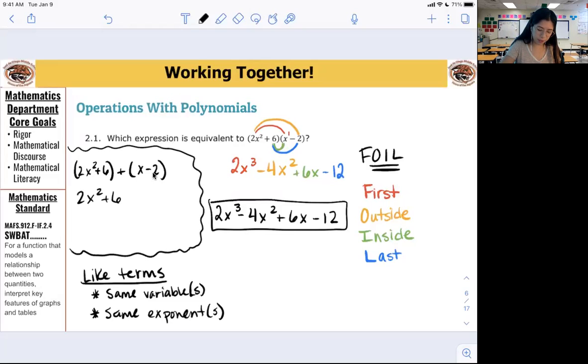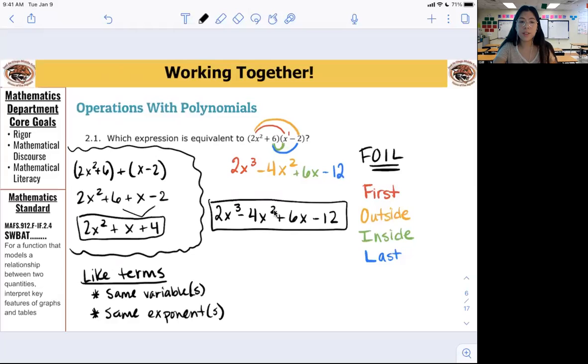Here, let's just do it really quickly. You would end up with 2x squared plus x plus 4. So you end up with a completely different answer if you're adding compared to if you're multiplying. So definitely very important with a question like this to read it twice. Always read questions twice, just to make sure that you read it correctly.